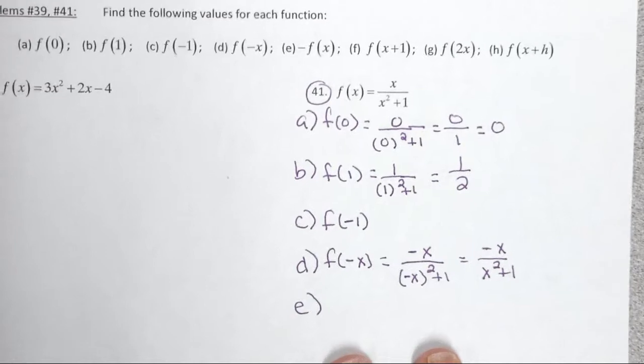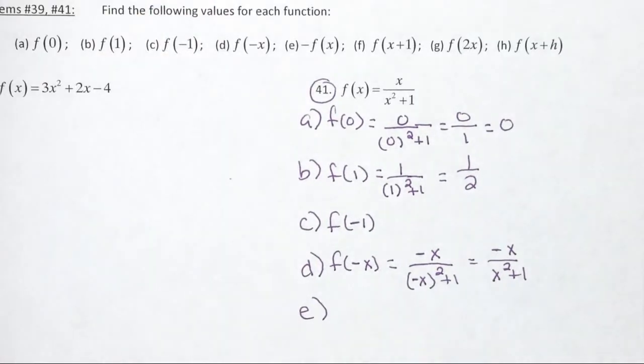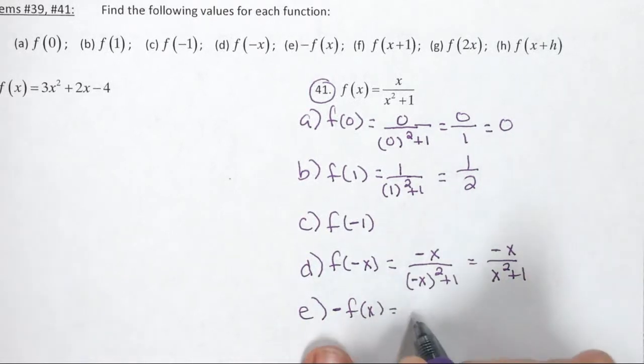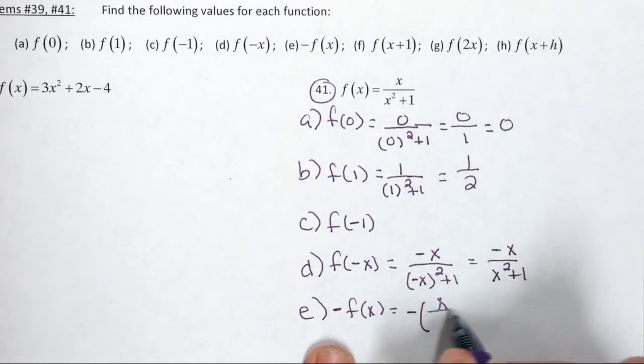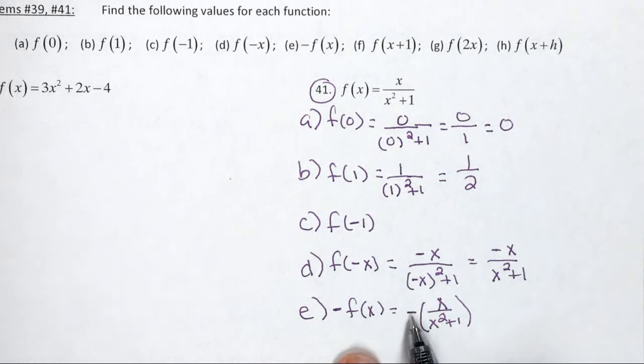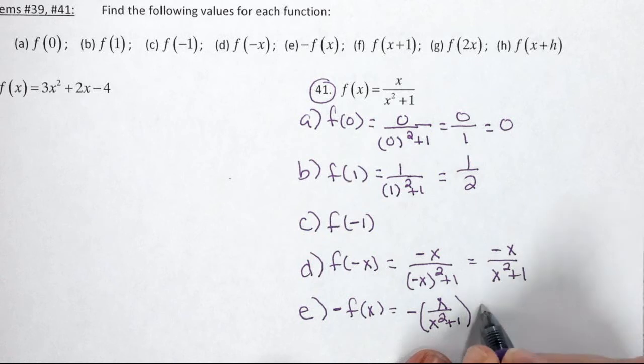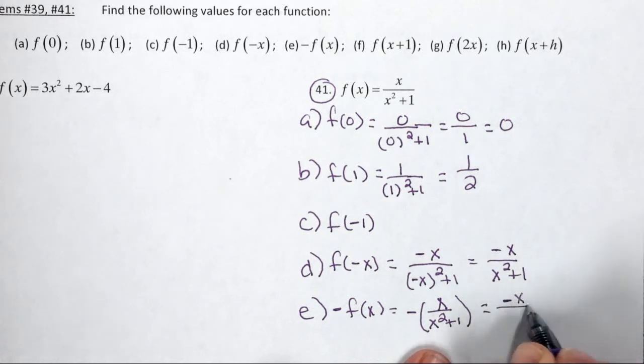Letter E, they asked me to plug in a negative on the outside of the function. So it's -f of x. So all that means is you're going to put a negative on the outside, open parentheses, and then copy down the rest of your function. So I have to distribute this -1 to this one term, not to the top and the bottom, just to the top, and we end up with -x over x squared plus 1.